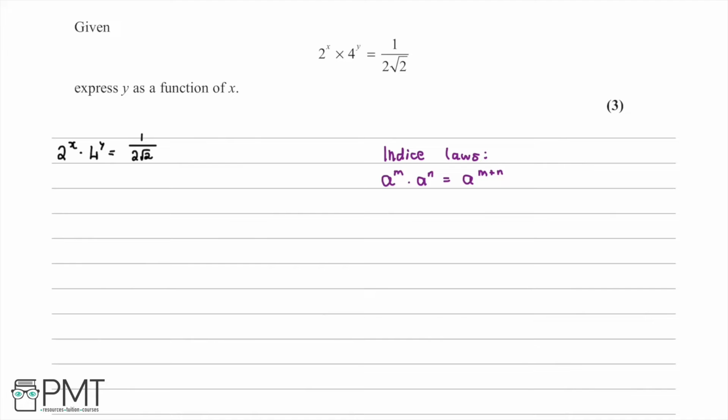So therefore, looking at what we have, we see that we have a 2 to the x and a 4 to the y. If we keep our 2 to the x, but we know that 2 squared is going to equal 4, so if we take this term here and write that as 2 to the power of 2y, these two things are equivalent. And then here we're going to write 1 over 2 root 2 in a different form.